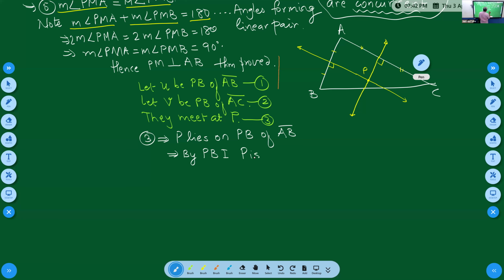P is equidistant from A, B, which is PA is equal to PB. Right? So we show that in our diagram, PA and PB are supposed to be equal because of perpendicular bisector theorem, which we have proved just now. Good.